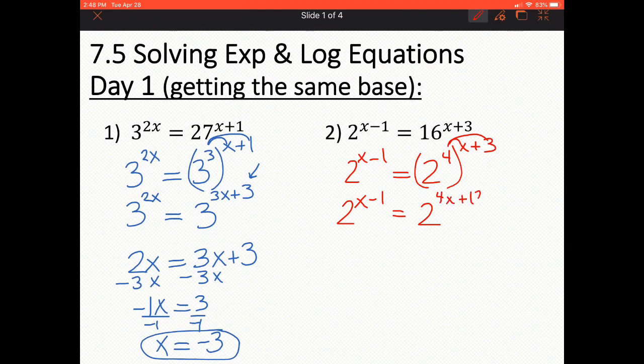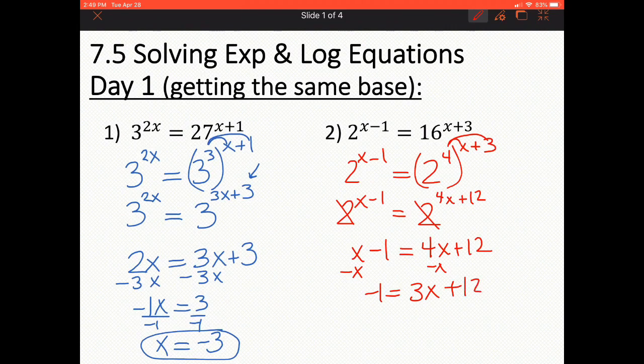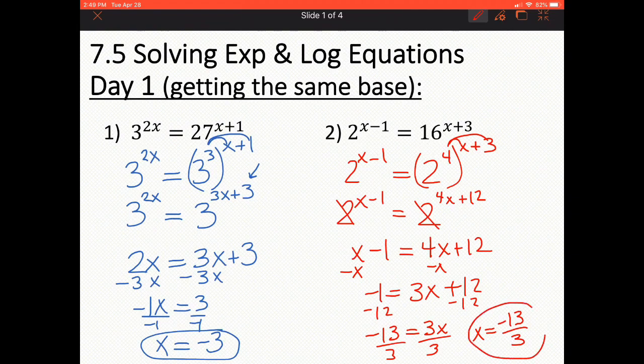4x plus 12. And since the bases are the same, that means the exponents must be equal as well. Almost think of it as like crossing out the bases. And then we solve for x. So we get rid of one of the x's. So negative 1 equals 3x plus 12. Subtract 12. Negative 13 equals 3x, and divide by 3. So x equals negative 13 over 3. I mean, you could get a decimal answer, but why get the calculator out when you don't have to? So this would be your final answer.